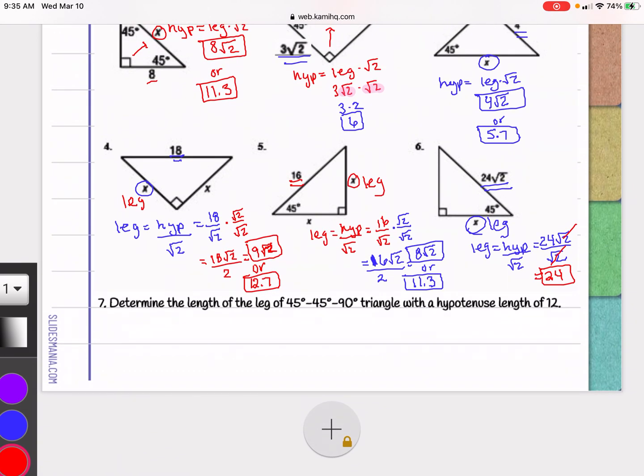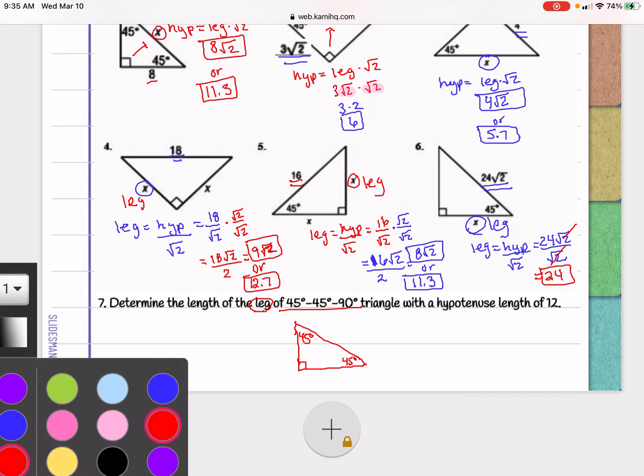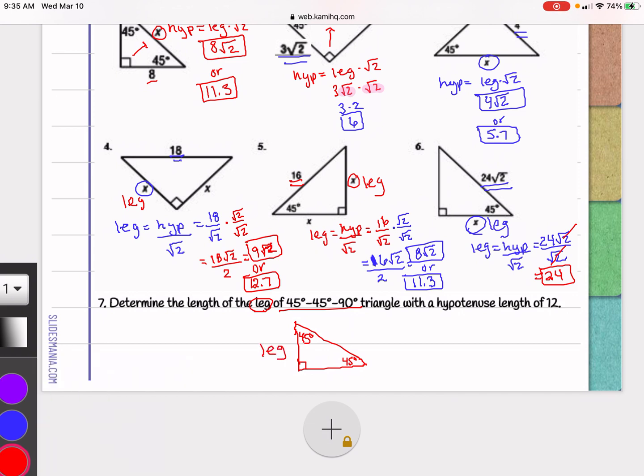Now in question 7, it's a word problem. They're saying to determine the length of the leg of a 45, 45, 90 triangle. If you need to visualize it, you can draw your triangle. And then we want to know one of the legs. So our X is going to go on one of the legs. And they say the hypotenuse has a length of 12. So my hypotenuse is 12. So we're trying to find a leg.